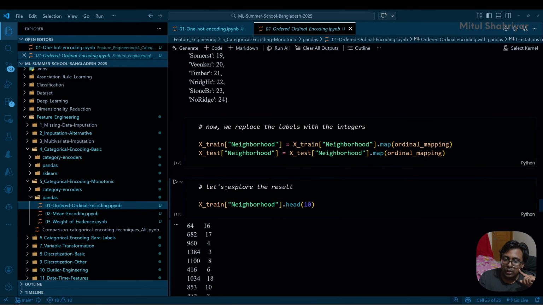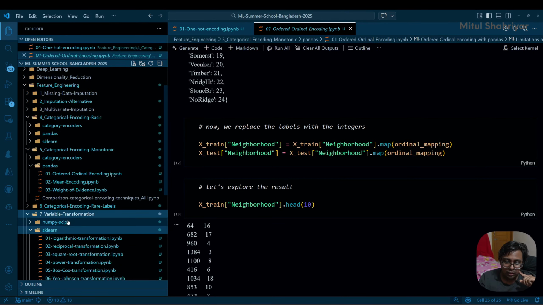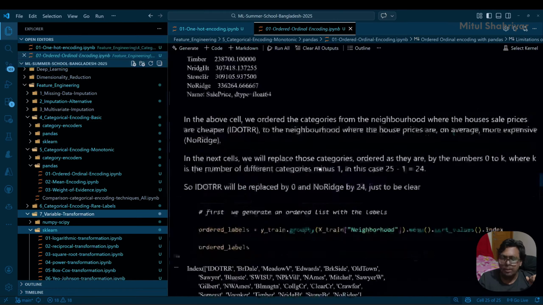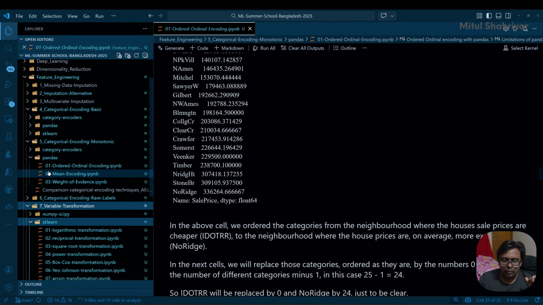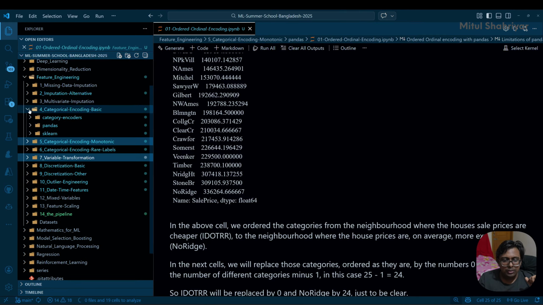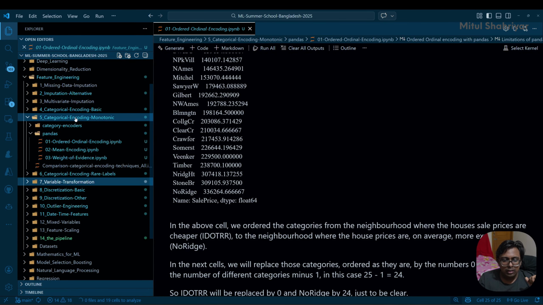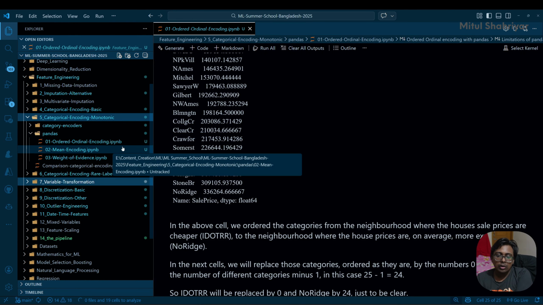Okay, before we go for those, for the variable transformation which we just covered, we have some other things, like ordered ordinal encoding, mean encoding, or weight of evidence, which we haven't seen so far. So let's go for that. Within this, let's minimize this and open this one again. Within Categorical, let's look for the pandas one, ordered ordinal encoding.